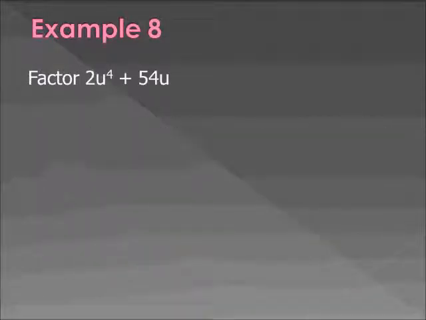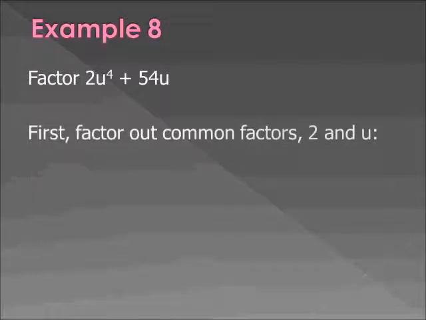Number 8, 2u to the 4th plus 54u. Go ahead and try this one, and resume when you're ready. Alright, the first thing you need to do is factor out the common factors. The 2 and the u are both factors of the two terms. So if you factor out the 2 and the u, you are left inside with u cubed plus 27.